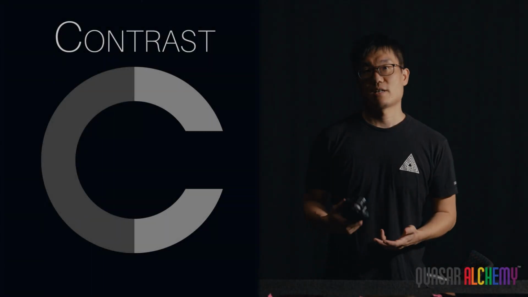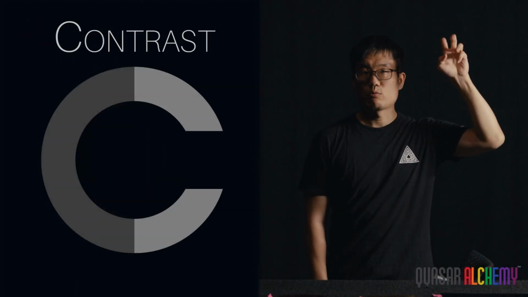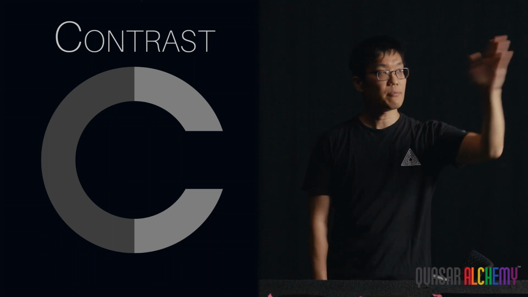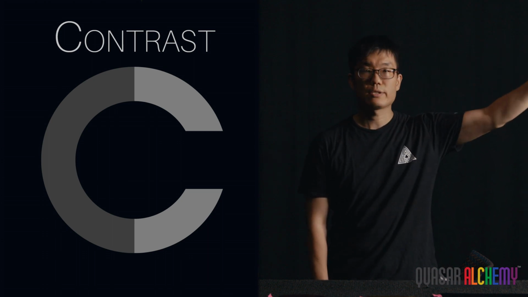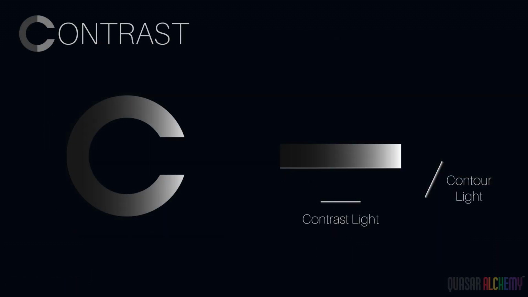All right, so let's talk about contrast. Right now, I've placed my contour light in a classical, quote-unquote, Rembrandt sort of direction, which is in front of me and a little bit to the left, right? It's a 2-foot Q20 Q-line light. Right now, with its direction and distance, I've metered it to a certain brightness level.